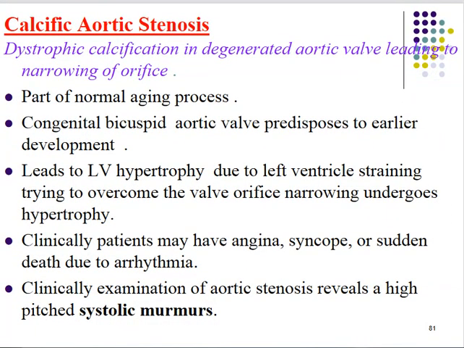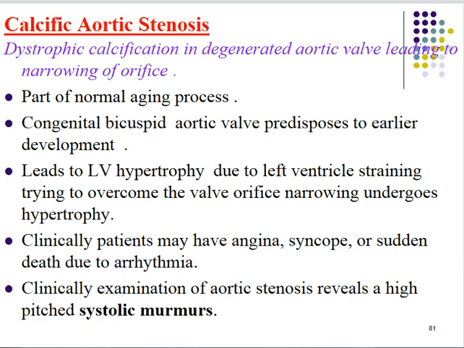Another topic is calcified aortic stenosis. This is dystrophic calcification in the degenerated aortic valve leading to narrowing of the orifice. As you know, there are two types of calcification, either metastatic or dystrophic. Here we are dealing with the aortic valve showing degenerative change with time, and this degenerative change is considered a predisposing factor for the development of dystrophic calcification in the valve. So this calcified aortic stenosis is considered part of the normal aging process.